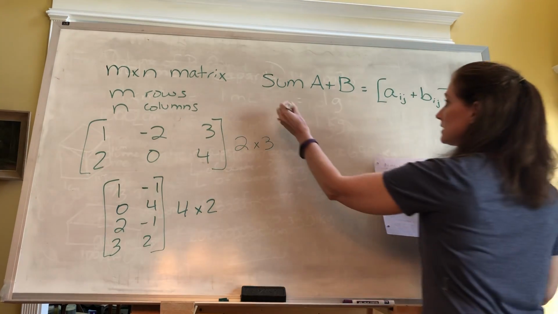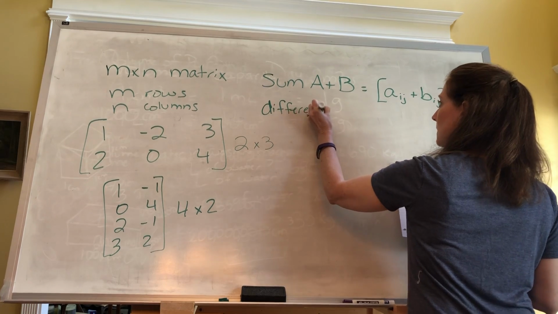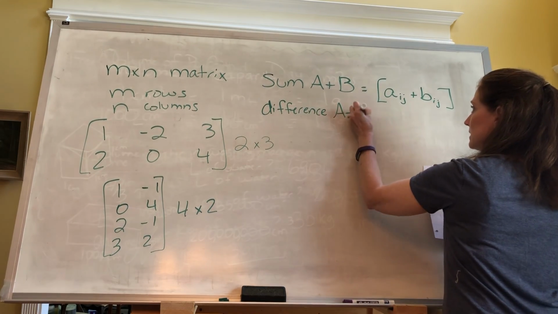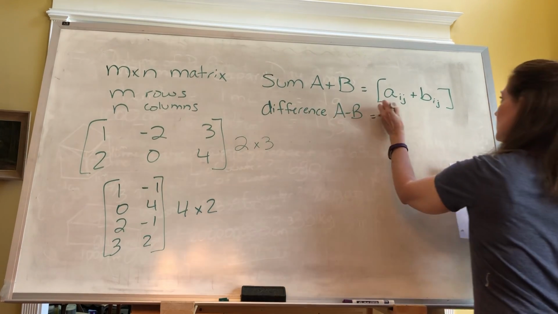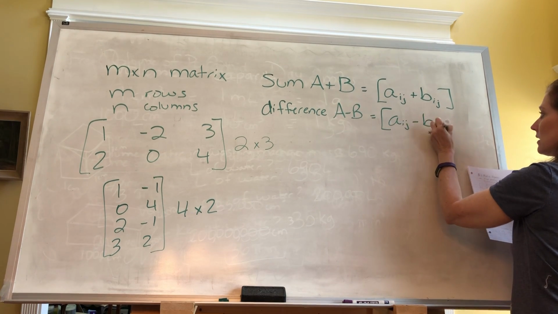If we take the difference, then it's A minus B, and so Aij minus Bij.